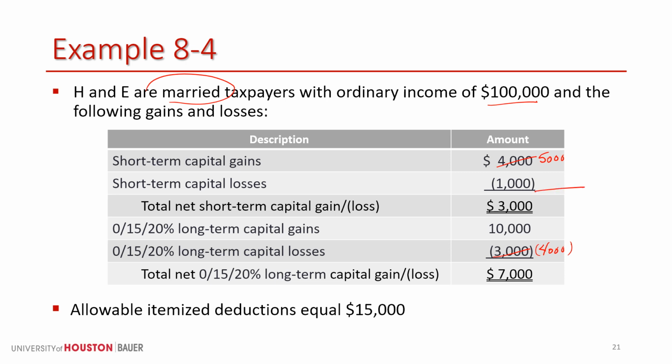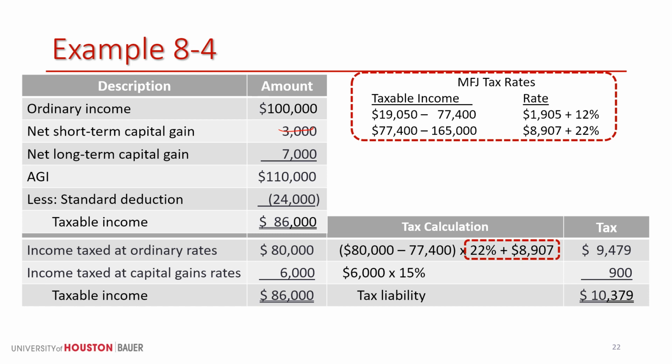So in this instance, there's $5,000 of short-term gain and $1,000 of loss. So our net will be $4,000, not $3,000. And here we'll have $6,000 of net long-term capital gain. Since this is a gain and this is a gain, we cannot actually net them together. So we'll have $6,000 of preferential income and $4,000 of ordinary short-term capital gain, so it's taxed at ordinary rates. We're also told itemized deductions are $15,000. All right, let's again change these numbers so that they work for our calculation.